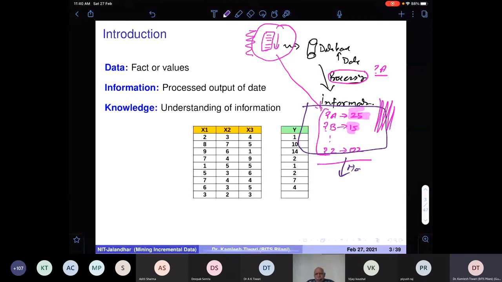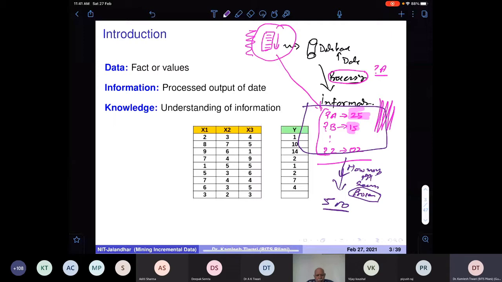How many participants are attending this session? If I ask this question again, you have to deploy some kind of processing over here, and you get a number, for example, 500. 500 people are attending this session. What is this 500?